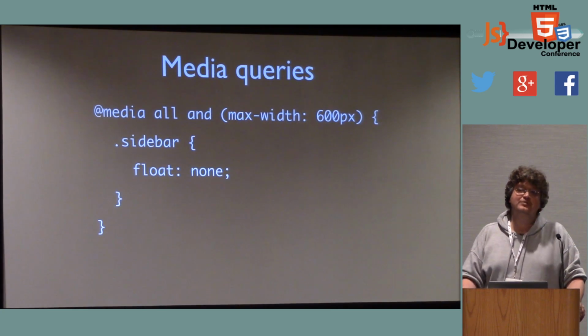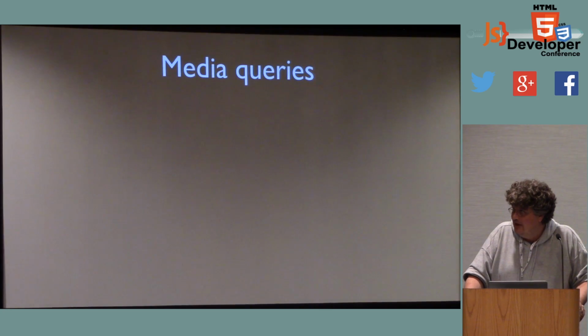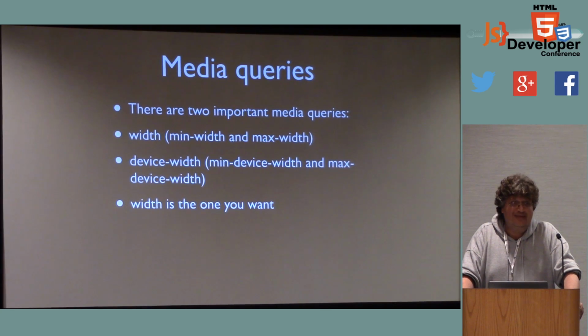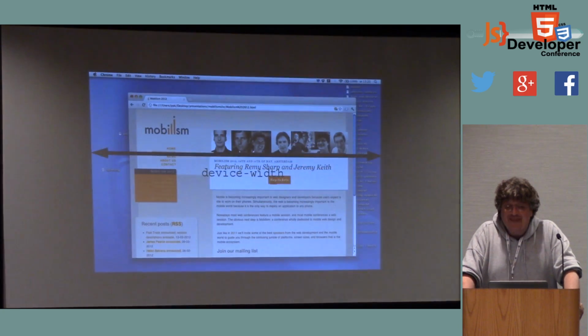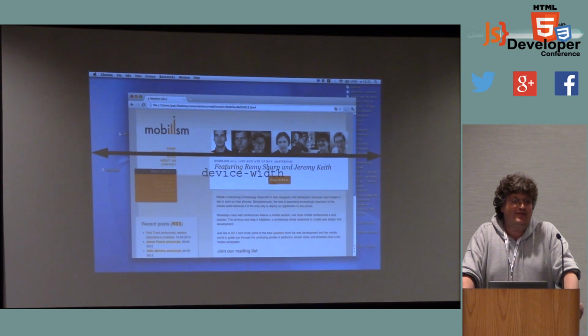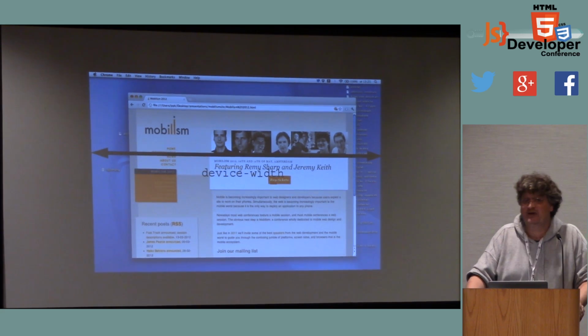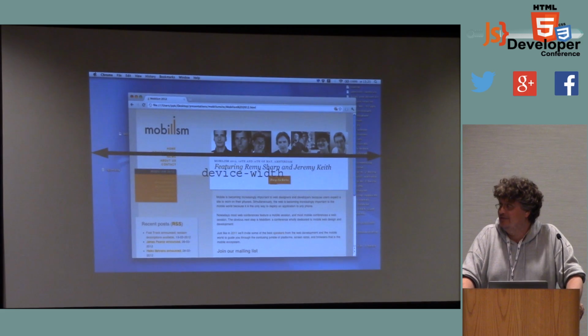But which width do we mean here? There are two important media queries in this respect. They are width and device-width. And width is the one you want. If you're using the media query device-width, I'm sorry to inform you that you are doing it wrong. Why is that? On desktop, device-width gives you the width of the device screen. Do you care about that? No, not in the slightest. You are not interested. What you want to know is how wide the browser window is, right? And device-width does not give you that.